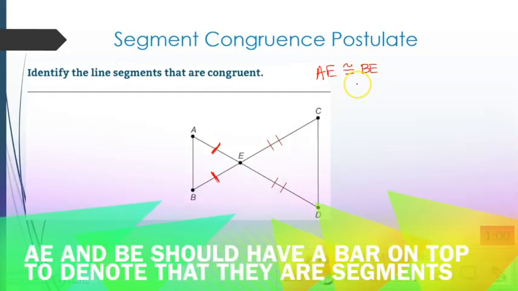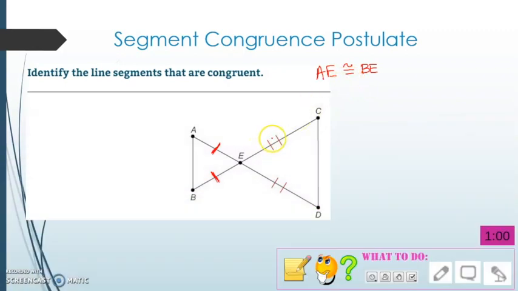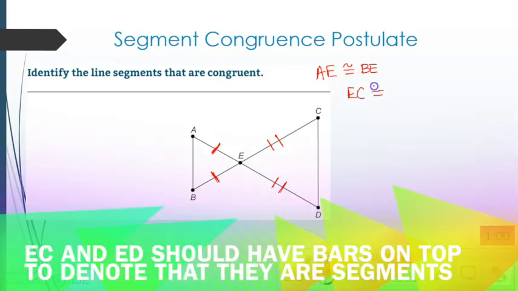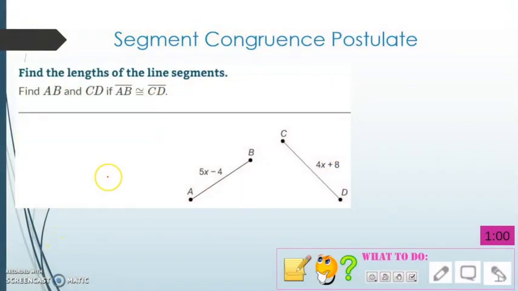The symbol for congruence is a squiggle on top of an equal sign. Now the segment EC has 2 tick marks, and so that means it matches up with ED, who also has 2 tick marks. So EC is congruent to ED. Okay, now we want to find the lengths of the line segments.